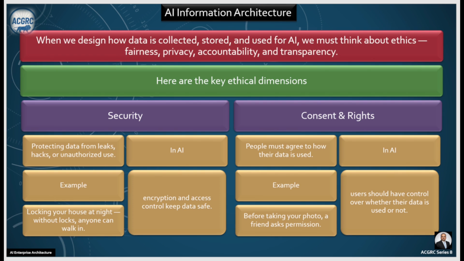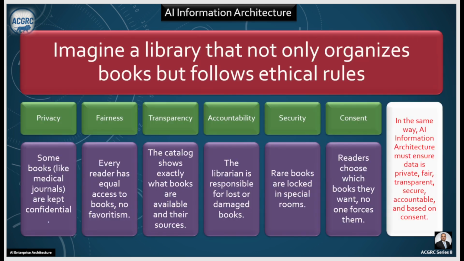Let's try to understand with an example, going back to our library, with ethics. Imagine a library that not only organizes books but also follows ethical rules. Some books are kept confidential. Those are privacy. Every reader has equal access to those books. There is no favoritism. Now that's the fairness aspect.